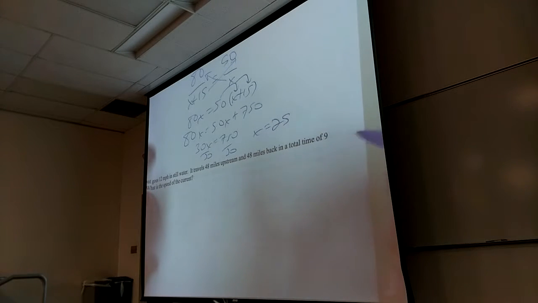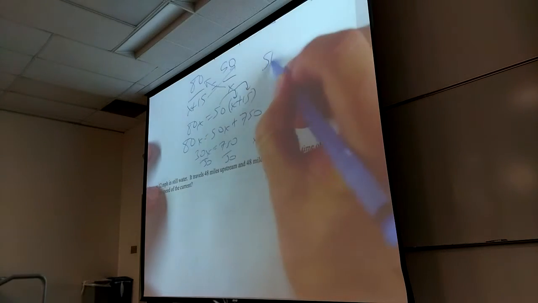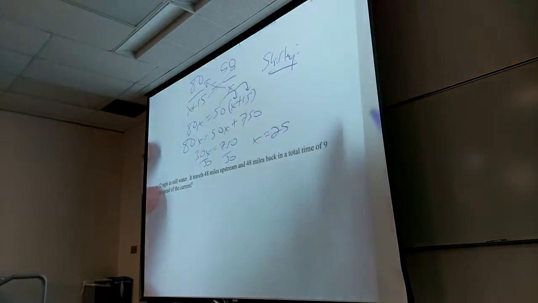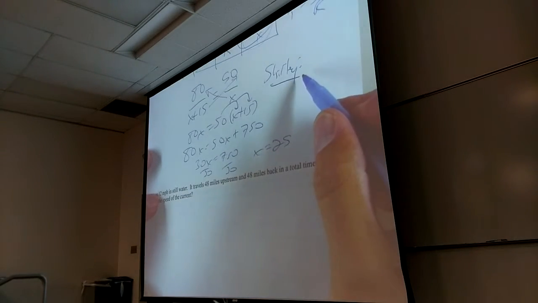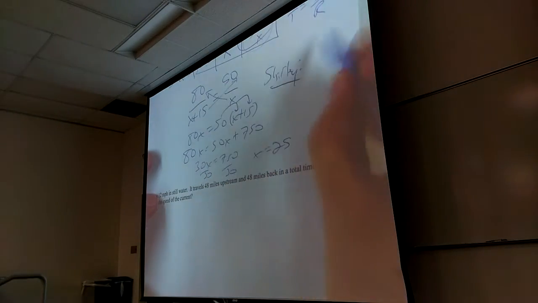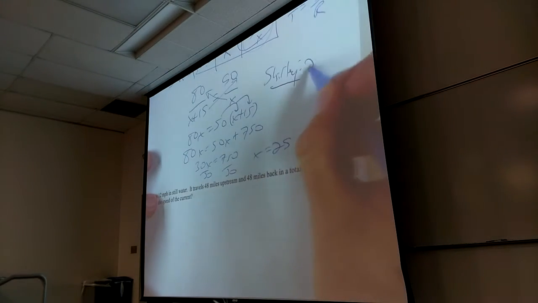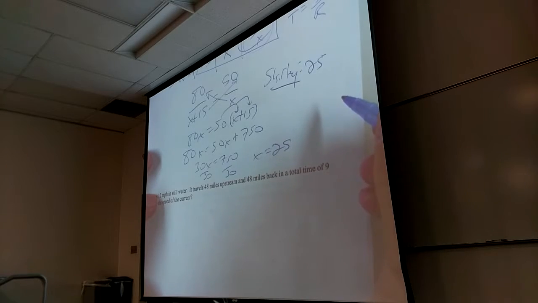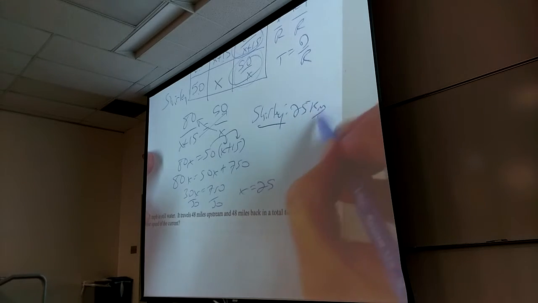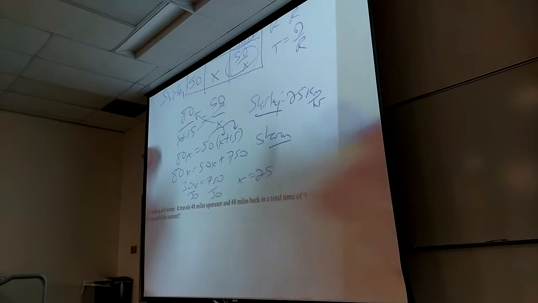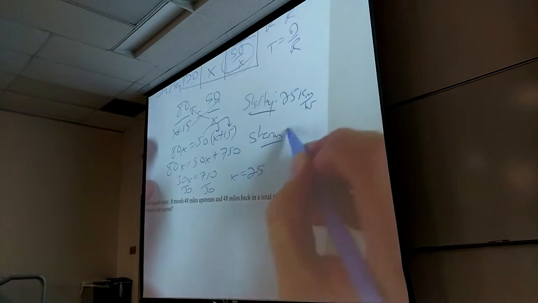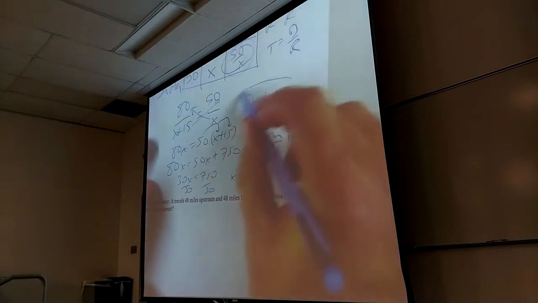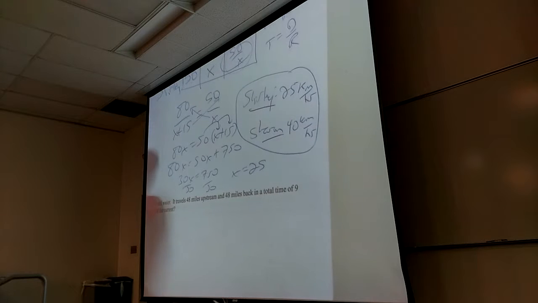What's that mean? Shirley's going how fast? 25. Yeah. Light years per second? Kilometers per hour. And Sharon's going how fast? 25 plus 15, 40 kilometers per hour. Circle. That's your answer.